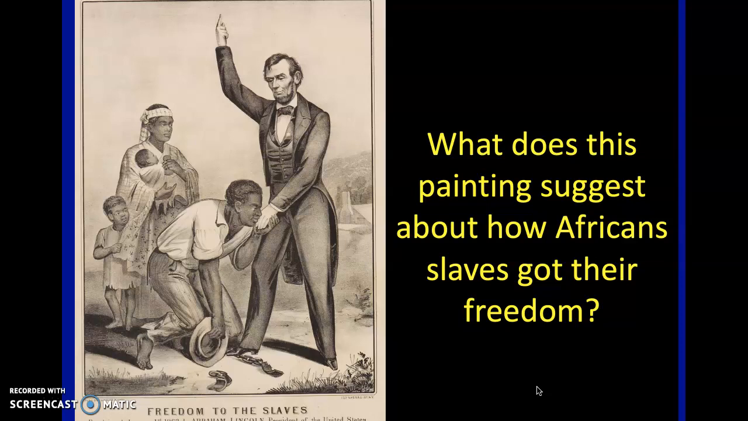Some answers that people have given in the past is, from this source, it looks like the Africans were just given their freedom by whites, and they were grateful for it. And we know this because the enslaved African there, or formerly enslaved African, is bowing before Abraham Lincoln, kissing his hand. And so that's a very clear interpretation about who was responsible for ending slavery in America.